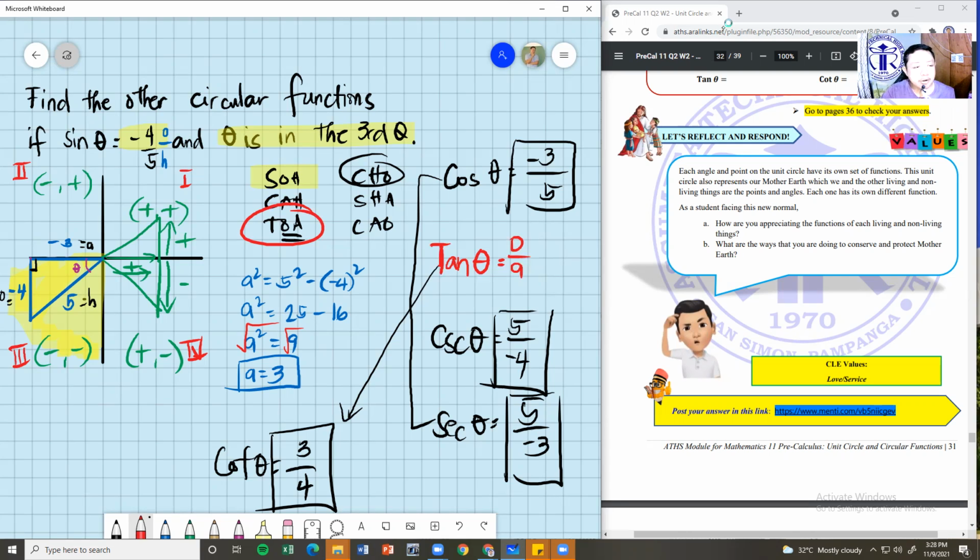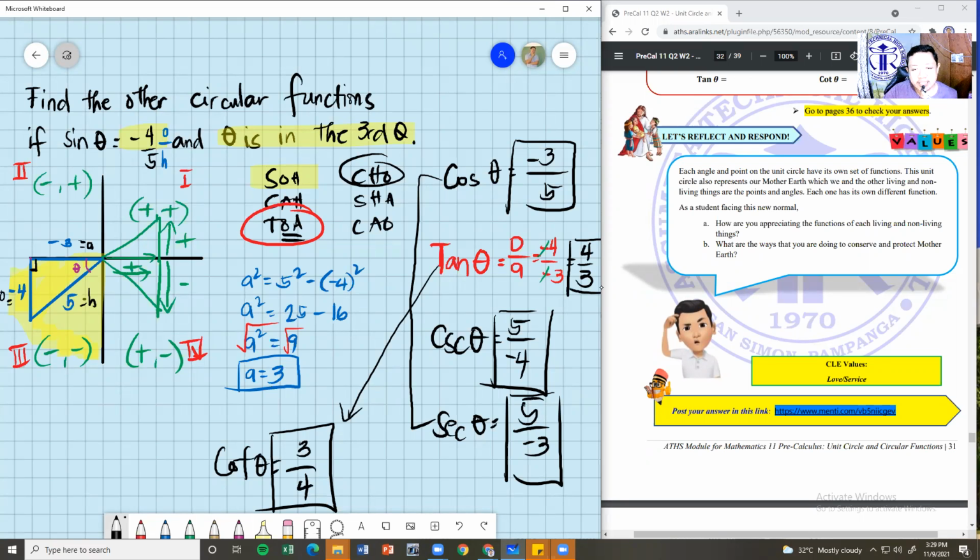So, tangent: your opposite here is -4, over adjacent is -3. That's it. Since it's negative divided by negative, it becomes positive. So therefore, your final answer here will be 4/3. That's it. Naging positive siya because the numerator and the denominator are both negative.